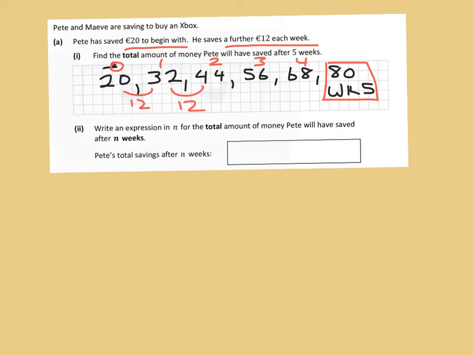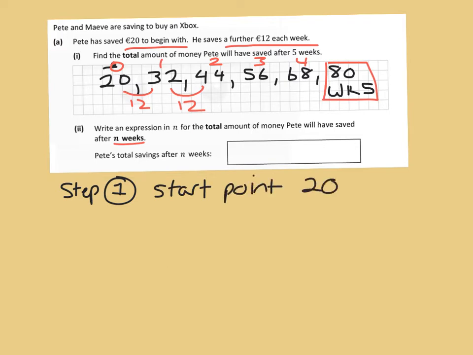Now for the next part, write an expression in N for the total amount of money that Pete will save after N weeks. Okay, so using my steps as before. So step 1, start point. So my start point for Pete is, he started out with €20. Okay, so that's what he started with.